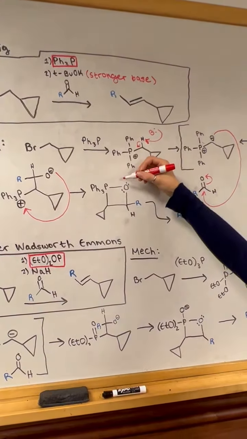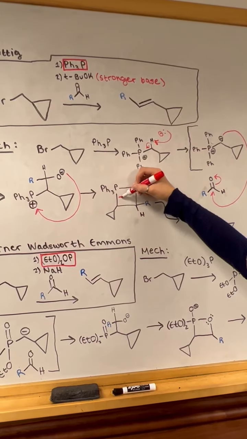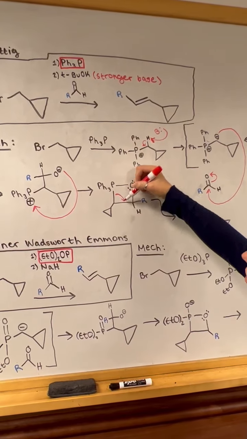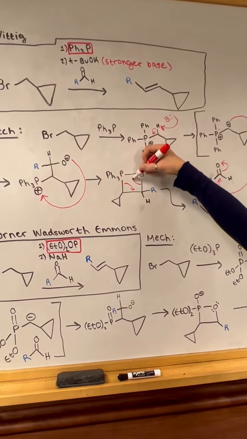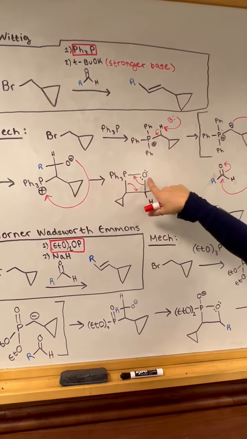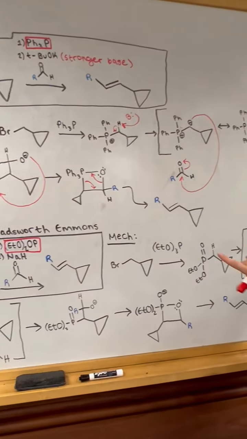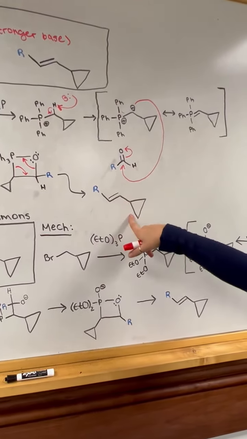So then from there, we take this bond attached to the phosphate and swing it down here to form our alkene, and this bond swings up, taking away our phosphate intermediate and this oxygen. This then leaves us with our final product, which is the alkene with the ring, and we still have the R group intact.